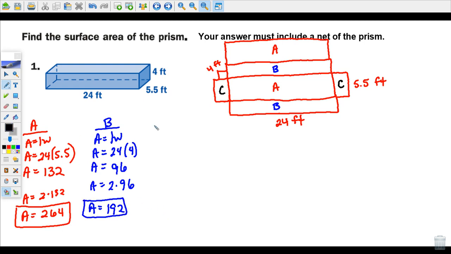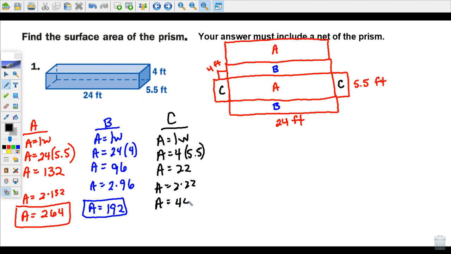Only thing that's left is C. Again, it's a rectangle, so length times width. The length of C is this 4 feet, and the width is the 5.5. So 4 times 5.5 gives us 22. And just like the others, there are two of them. So let's multiply that 22 by 2, and we would get 44 for C.